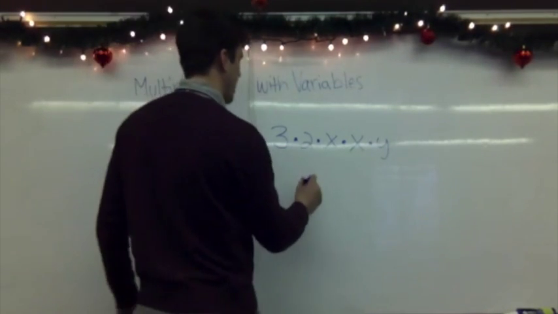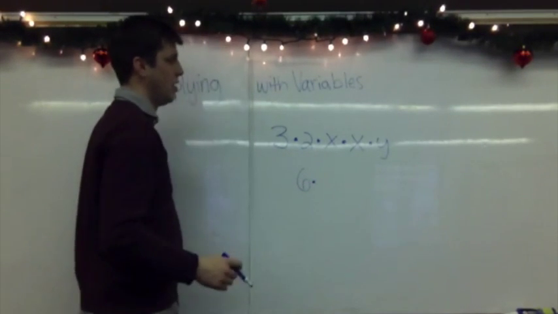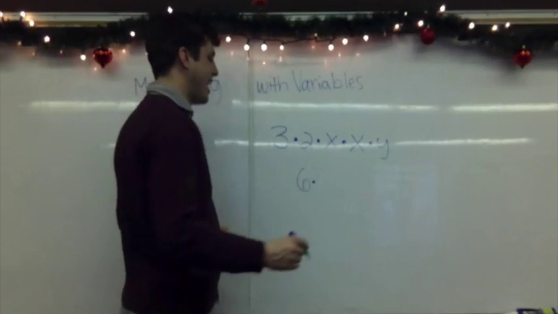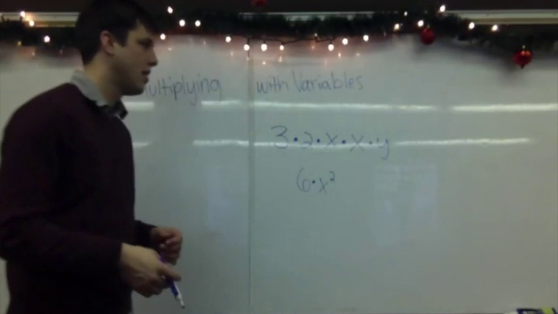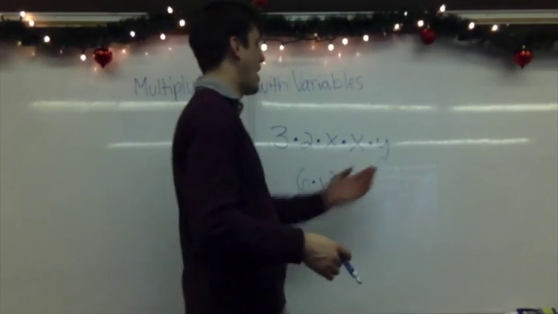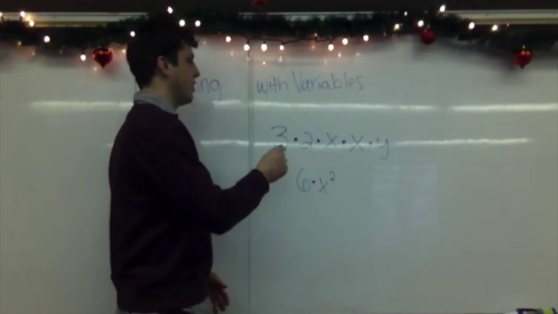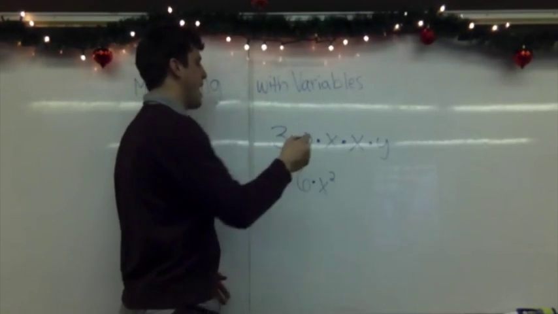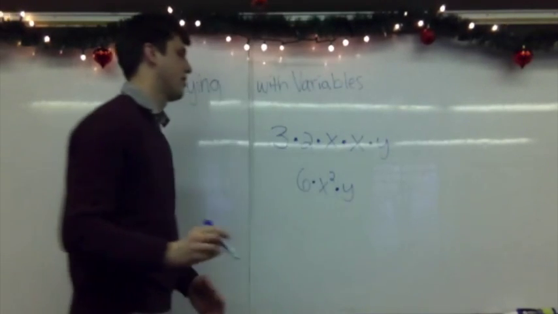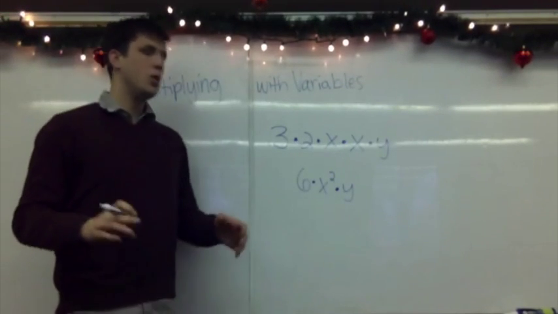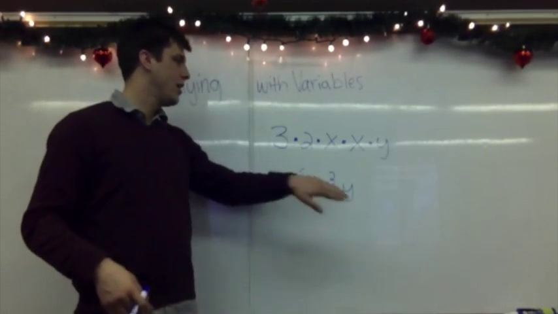we can multiply 3 times 2, which is 6. We can multiply x times x, which is x squared. And then we have a y. The y can't multiply with anything because it's different than the numbers and the x variables. So the most simplified version of this term is 6x squared y.